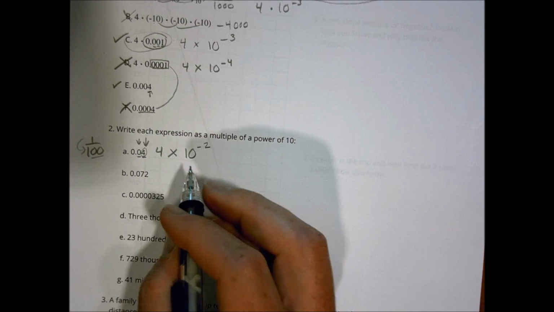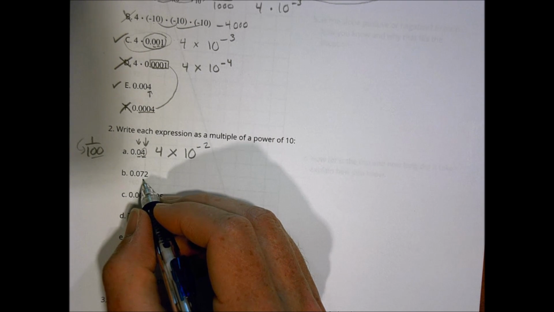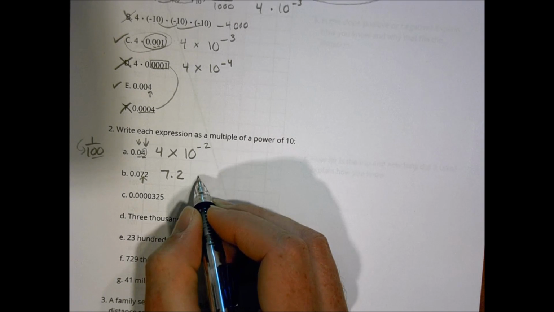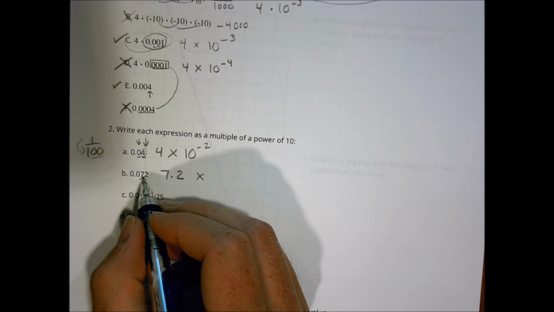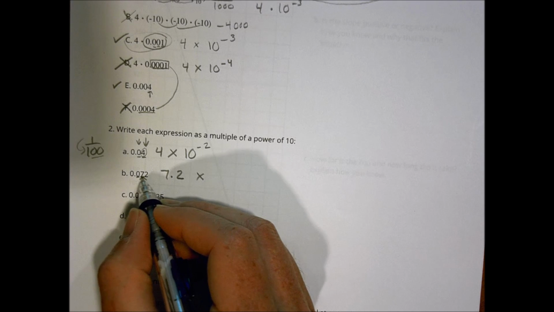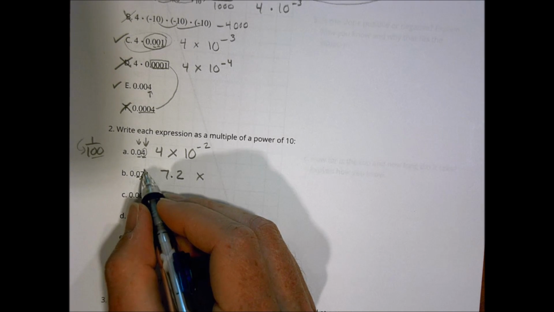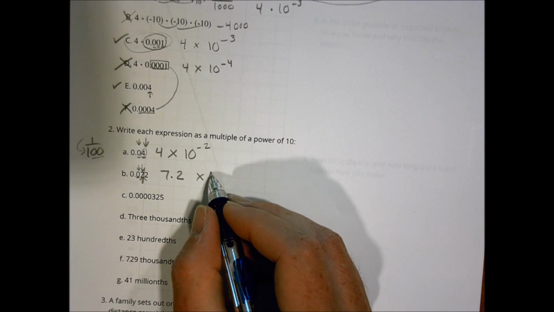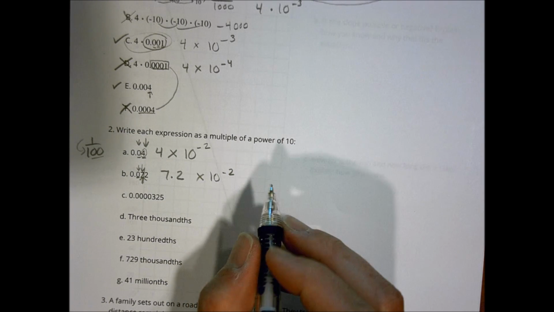Here, let's do the same thing. I'm going to go ahead and break it up right there, just to get a pattern here. So I'm going to do 7.2. Now, because it's 7.2, I want to ask how many spaces are between the decimal and that place where I'm going to break it. In this case, I have 1, 2, so 7.2 times 10 to the negative 2 power.